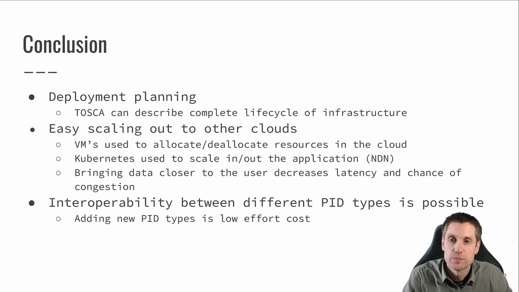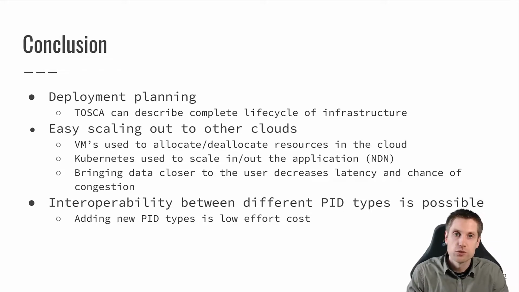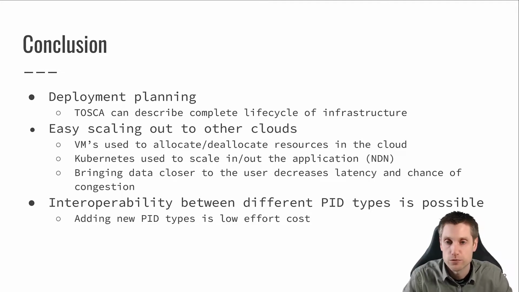So in conclusion, we've demonstrated a deployment planning by using Tosca, which is an open standard to create a description of your infrastructure, which then can be parsed by an orchestrator to set up what you've described from a central place to manage. It also showed that we can easily scale in and out to other clouds. So if you're on a certain continent and you want to spread your availability there, then you can do this by describing it in Tosca, and then the orchestrator will deploy these VMs in different data centers.